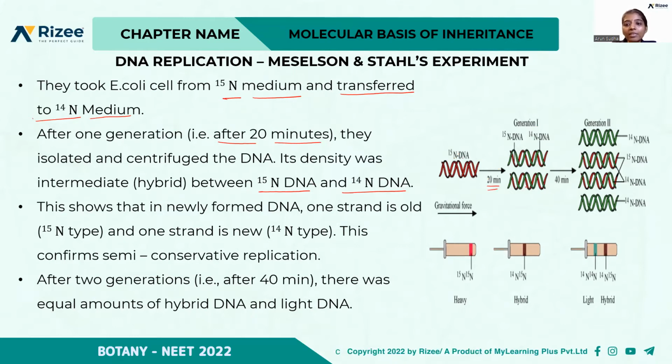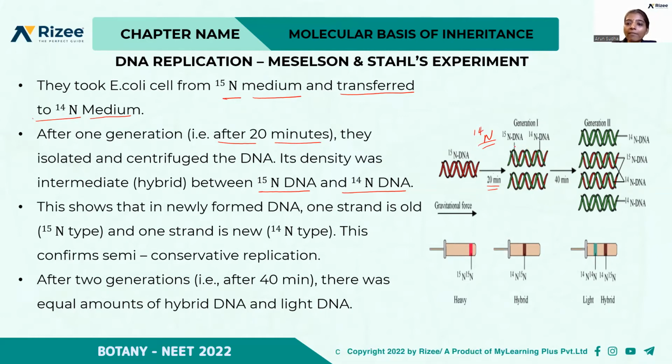So here in the first generation, the red strand is a parental strand. That exists in both the DNA. So one strand is the parental red strand. The other one is the newly synthesized strand, that is a green strand, which is N14, because now when the new strand is formed, it is in a N14 medium.